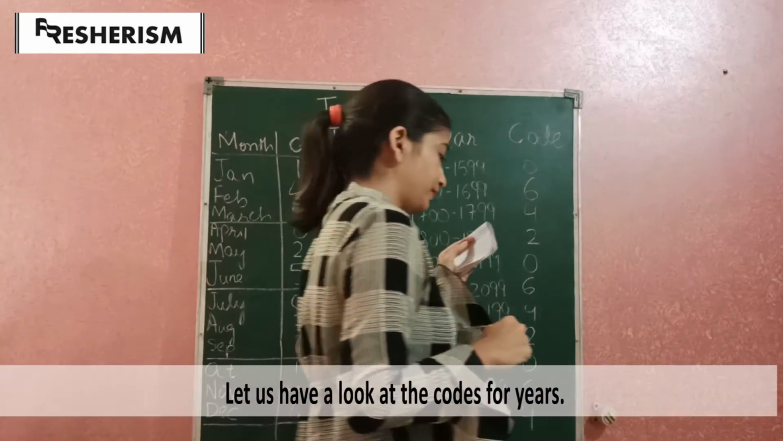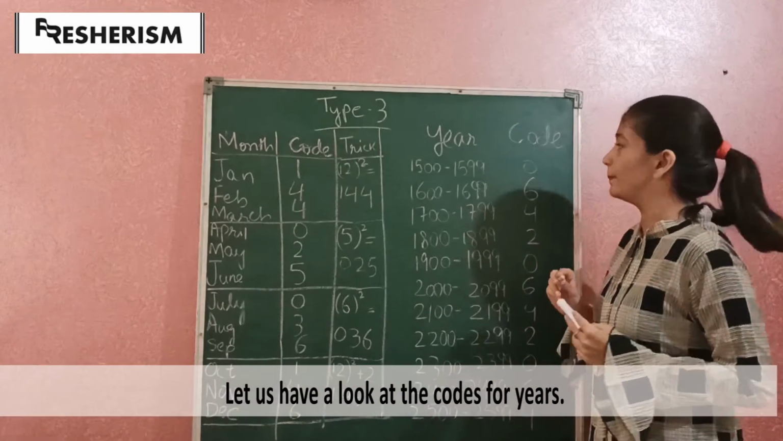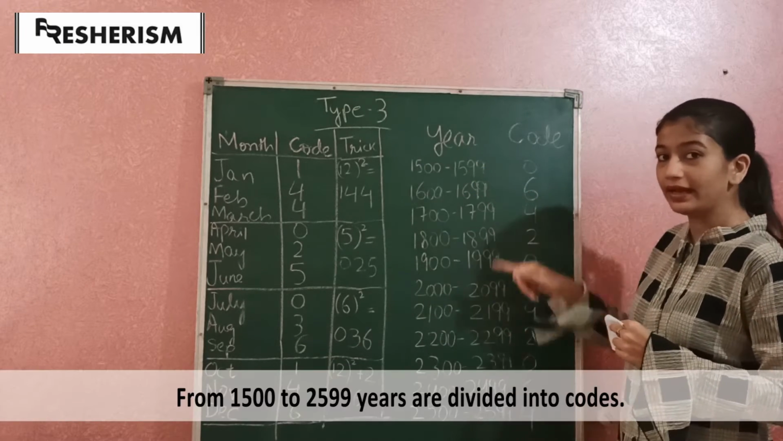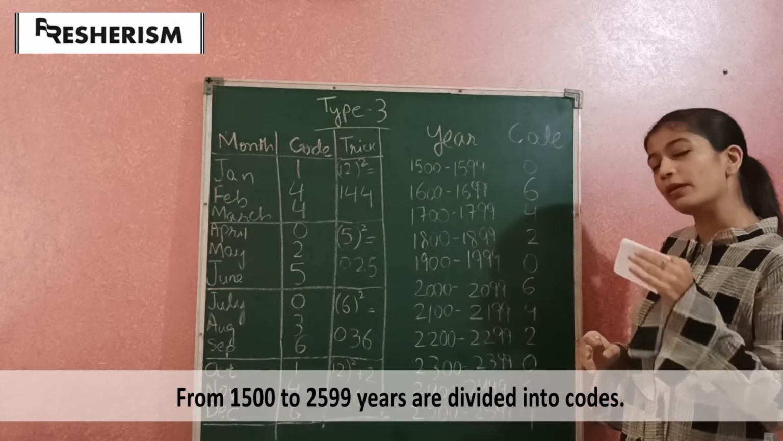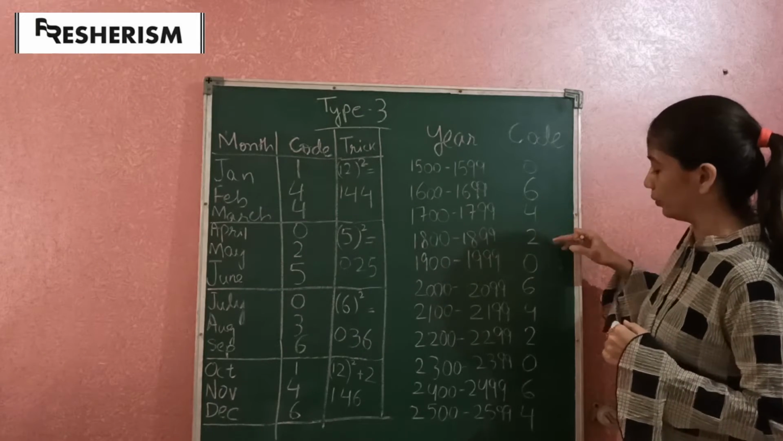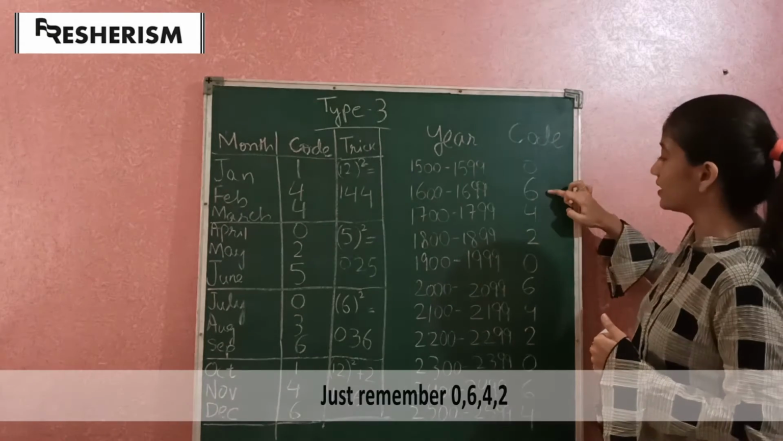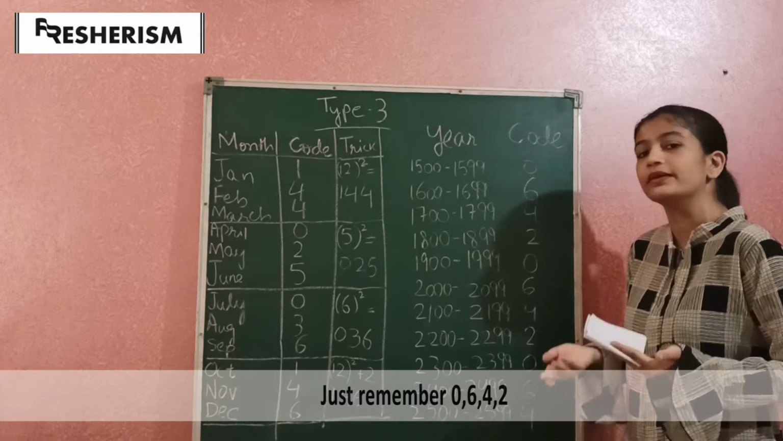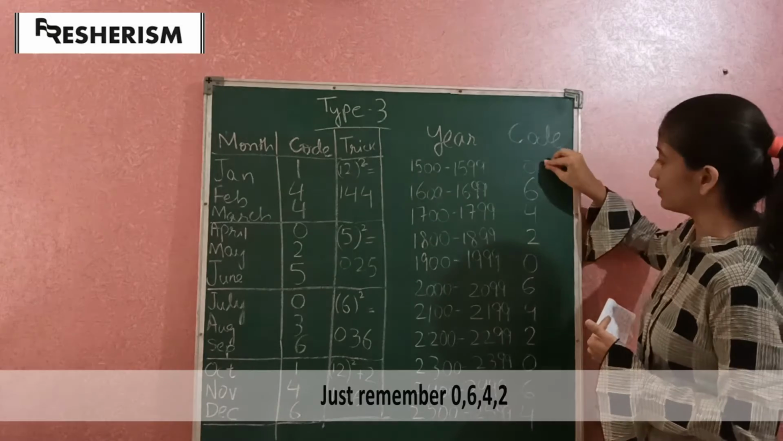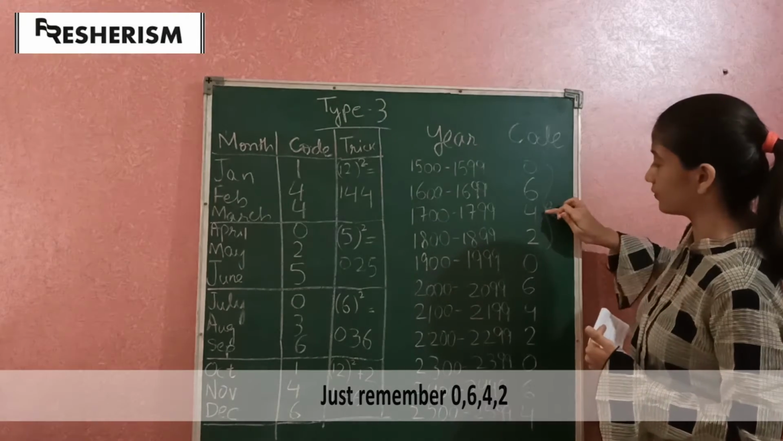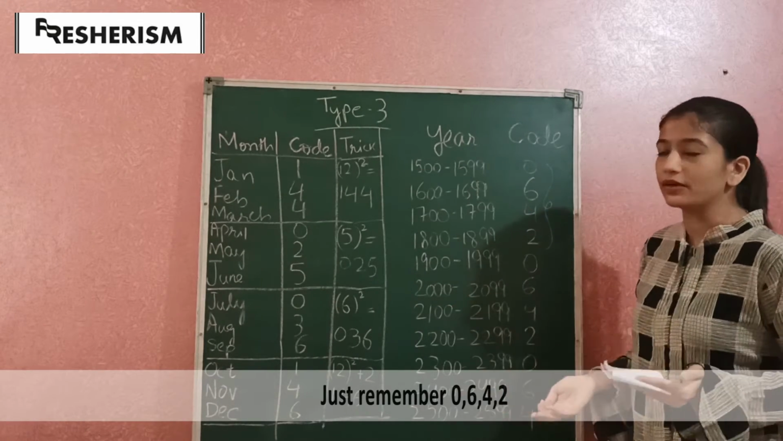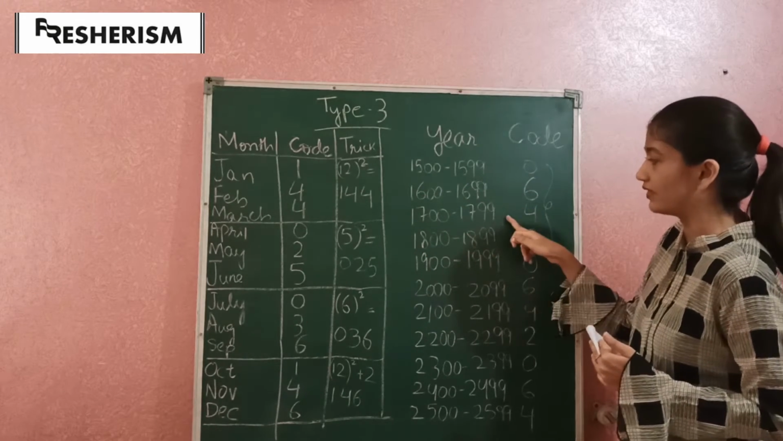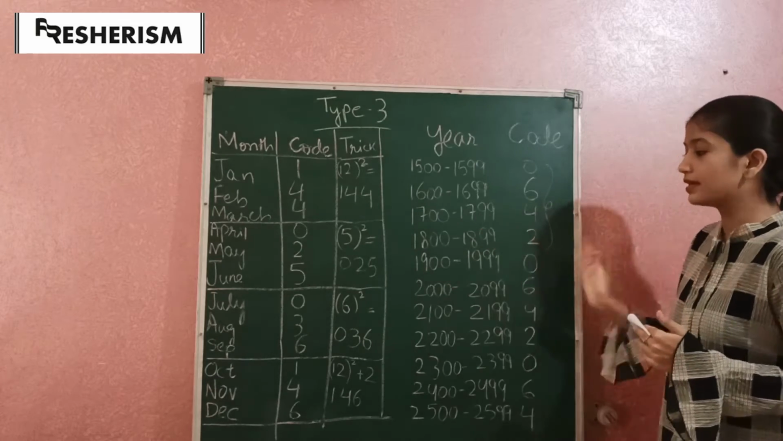For the year, this is also simple. For the years from 1500 till 2599, the entire years are divided into codes. Just remember the simple code 0642. Everything is repeated afterwards. So 0642, 0642, 064 and for the further year it will be 2. You have to remember just these 4 things: 0642. And the years are divided accordingly from 1500 to 1599, 1600 to 1699, 1700 to 1799 and so on. These are the simple codes.